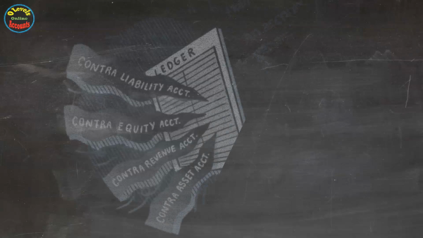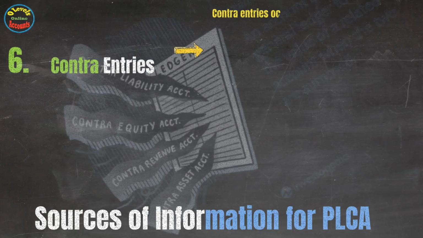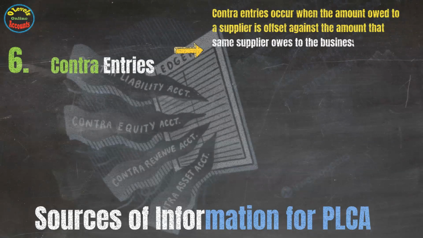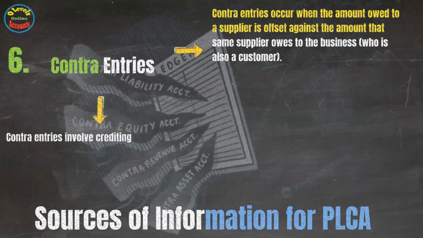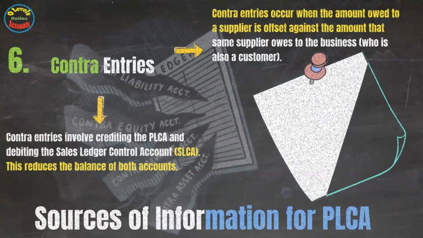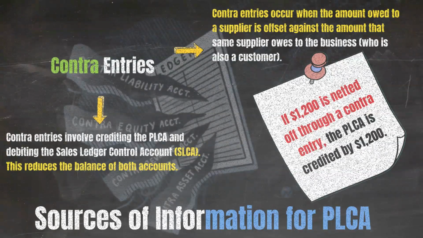The last but not least piece of information which would be a source for the PLCA is the contra entries. Contra entries occur when the amount owed to a supplier is offset against the amount that same supplier owes to the business, who is also a customer. Contra entries involve crediting the PLCA and debiting the Sales Ledger Control Account, SLCA. This reduces the balance of both accounts. If $1,200 is netted off through a contra entry, the PLCA is credited by $1,200. Let's move to the other slide.